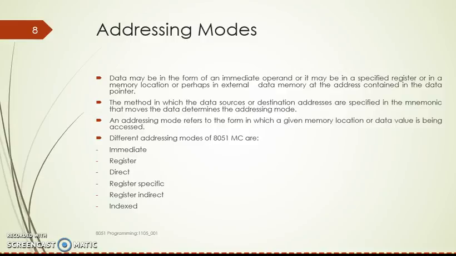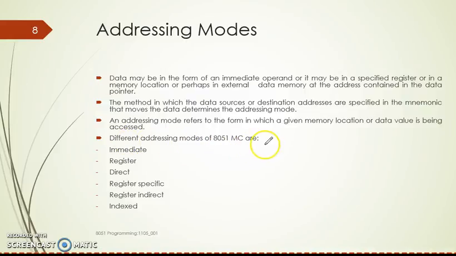Data can be in the form of an immediate operand, or it could be in a register, or in a memory location, or it could also be data from an external memory whose address is in the data pointer. The method in which the data sources or destination addresses are specified in the mnemonics that move the data determines the addressing mode. That is, how exactly you are specifying the data in a given instruction is referred to as addressing mode. How exactly you are accessing the data is nothing but an addressing mode.